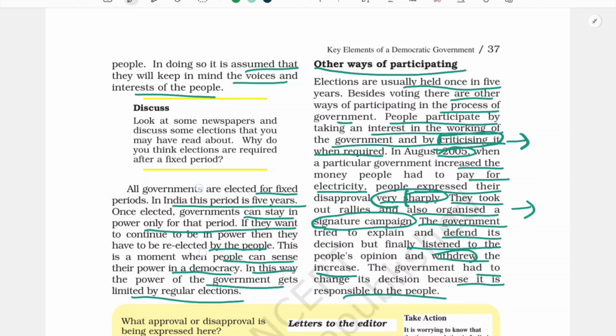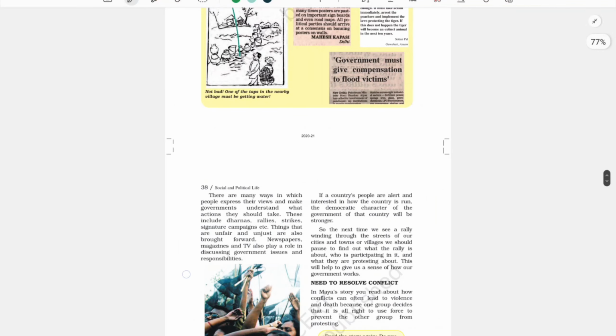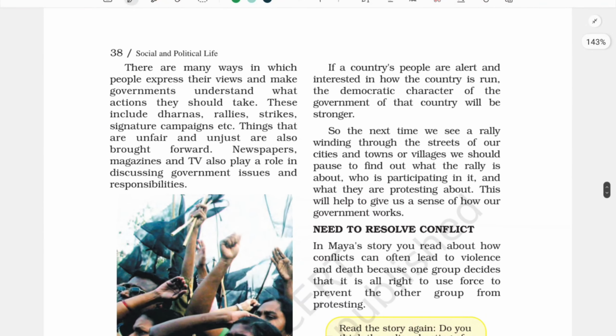Okay, let us continue with the ways of participation. Apart from this, what are the other ways? So let's see. There are many other ways in which people express their views and make the government understand what action they should take. This includes dharnas, rallies, strikes, signature campaigns, etc.